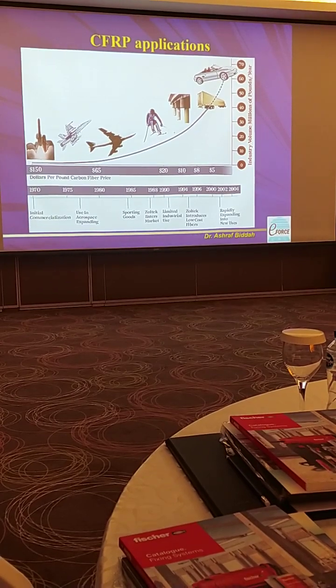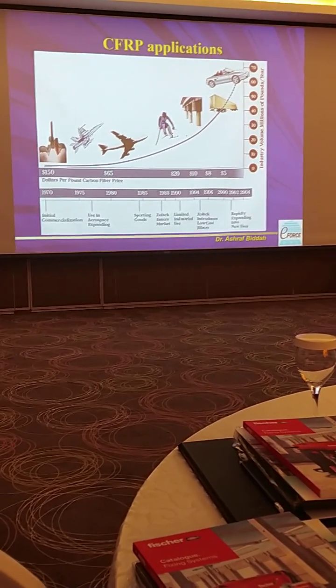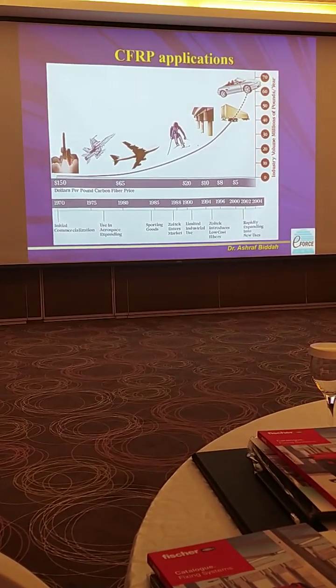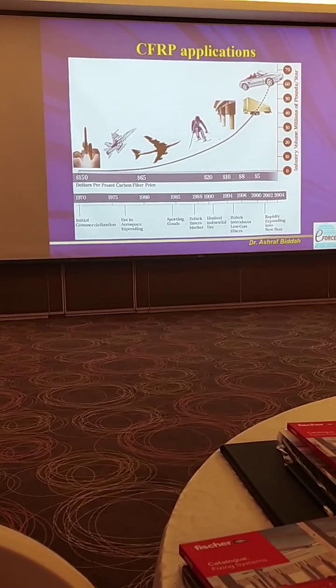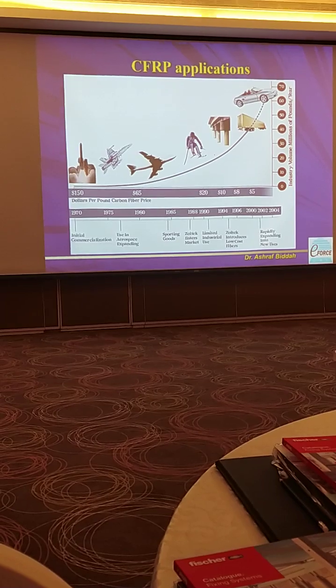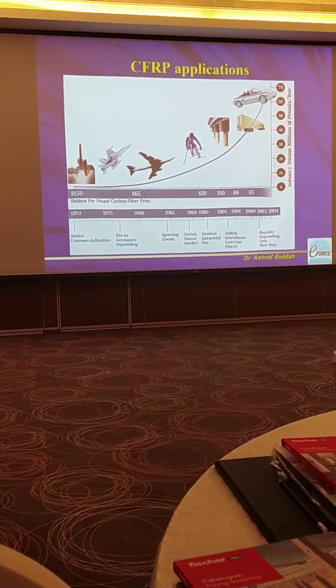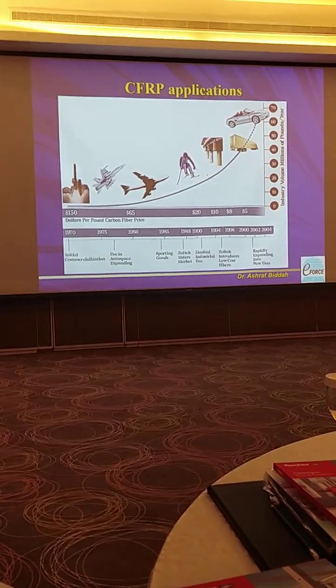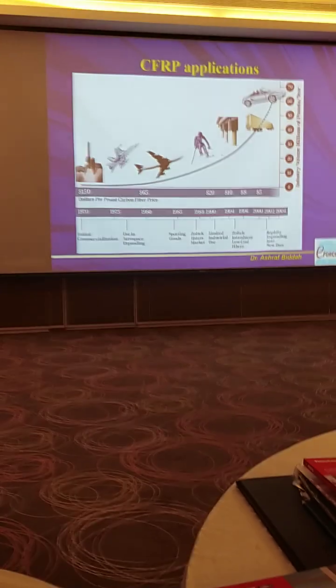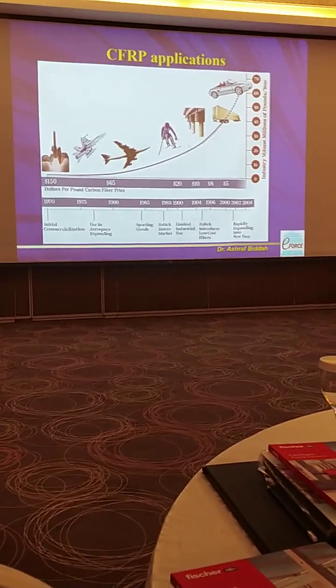Why was it not used before? Let us see the price. In the 1970s, the pound of carbon fiber is $150. But that's expensive for us in construction, so they use it in rockets. By 1980, it goes down to $65, so they start using it in aeroplanes.